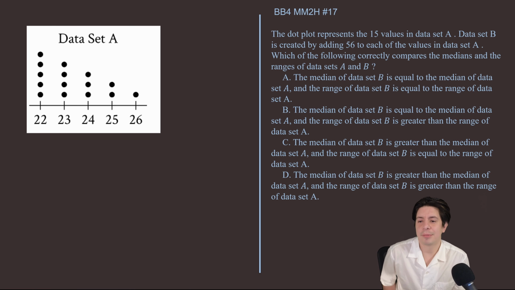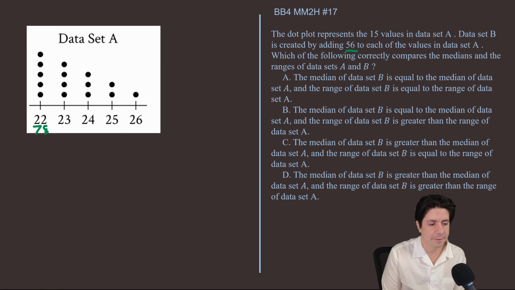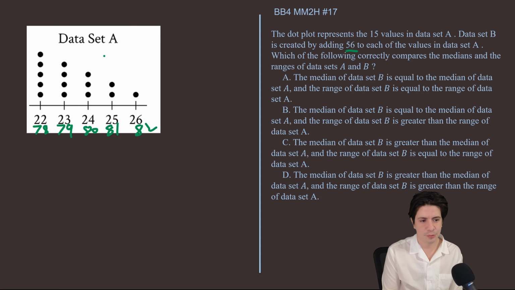The dot plot represents the 15 values in dataset A. Dataset B is created by adding 56 to each of the values in dataset A. Which of the following correctly compares the medians and the ranges of datasets A and B? So we're just adding 56 to each of them. So this becomes 78, 79, 80, 81, 82. So the range hasn't changed. The range is still 4, but the median obviously has changed.